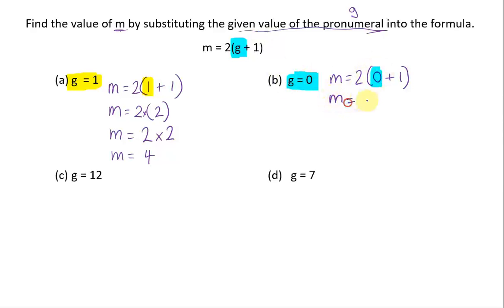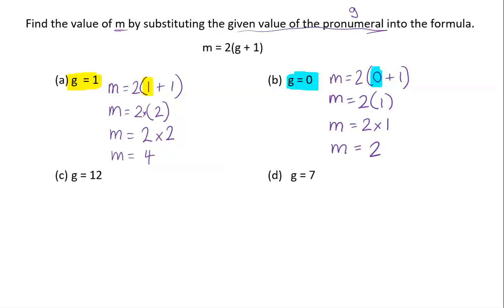So we have m equals 2 times, or 2 bracket, means the same thing, 0 plus 1. We do what's inside the brackets first because of our BIDMAS rules. 0 plus 1 is 1. M equals. Now we have a similar format to what we saw over here. And we knew that 2 and then brackets with the 2 is the same as 2 times 2. So over here, 2 with 1 in brackets is the same as 2 times 1. Remember, if there's no operation in there, it has to be multiplication. That's the only operation that we sometimes don't write to make it more neat. So m is equal to 2. If g was 0, then m would be equal to 2. Let's have a look at part C.